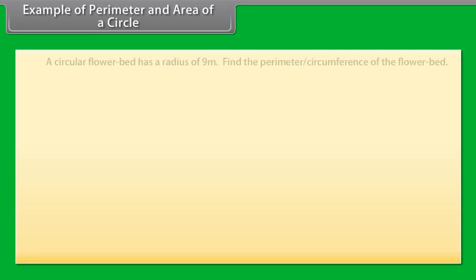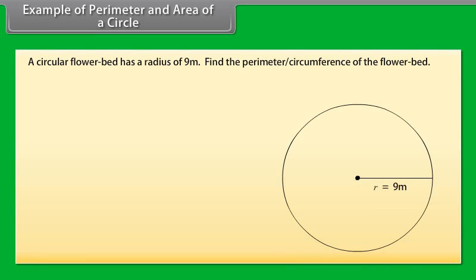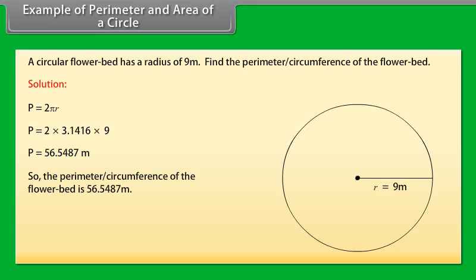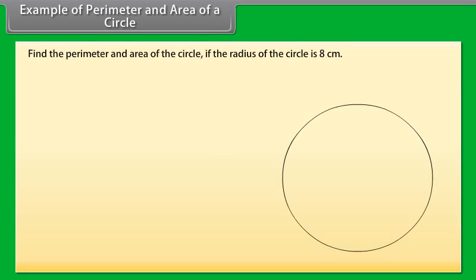Example 1. A circular flower bed has a radius of 9 meter. Find the perimeter or circumference of the flower bed. Solution. We know that perimeter P is equal to 2 pi r. Substituting the value we get, P is equal to 2 into 3.1416 into 9, which is equal to 56.5487 meter. So, the perimeter or circumference of the flower bed is equal to 56.5487 meter.